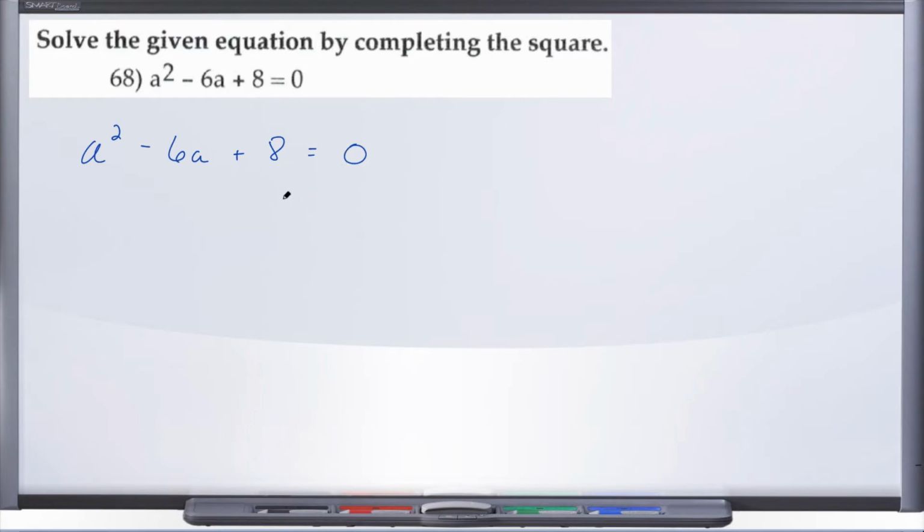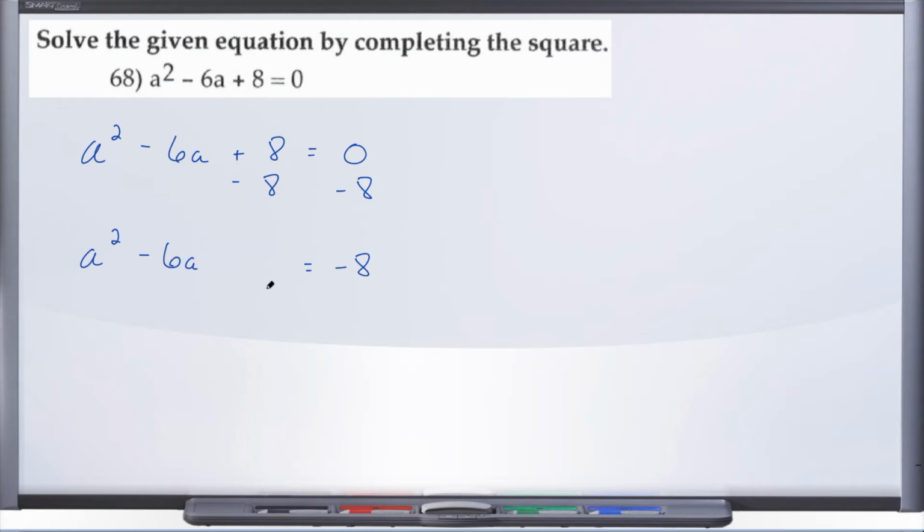And the way that we're going to do that is the first thing we want to do is go ahead and move the constant from the left to the right. So we're going to go ahead and subtract 8 from both sides. And that's going to leave us with a squared minus 6a, and then we're going to leave a little space here, equals negative 8. And the whole reason for completing the square is because we want to be able to write the left-hand side of this equation as a perfect square binomial. And that's going to help us to solve this equation.